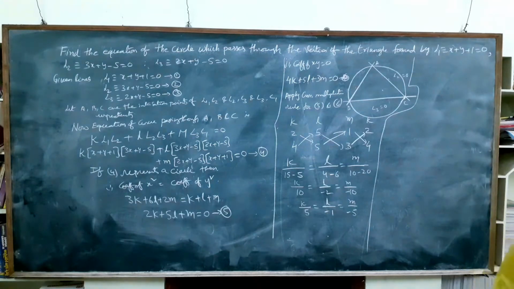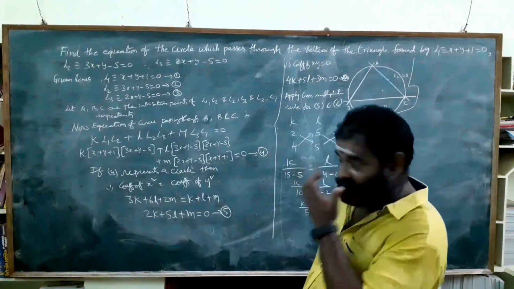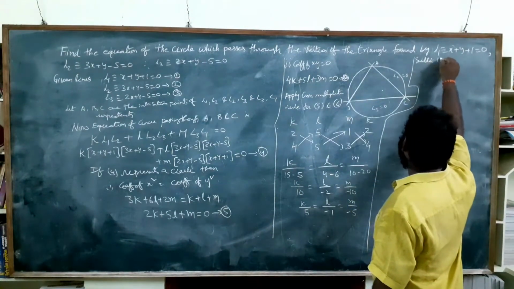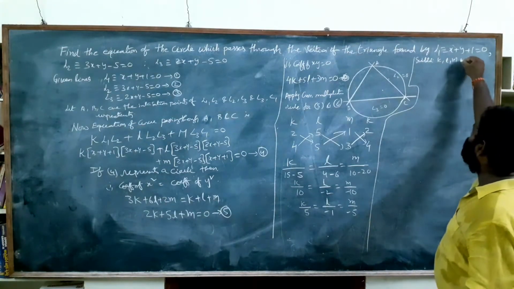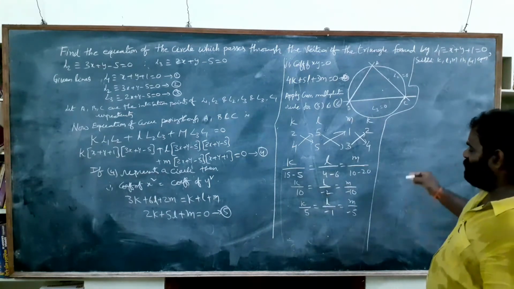So then we take k value as 5, l value as minus 1 and m value as minus 5. So you substitute k, l, m values in the fourth equation. So what is that fourth equation?